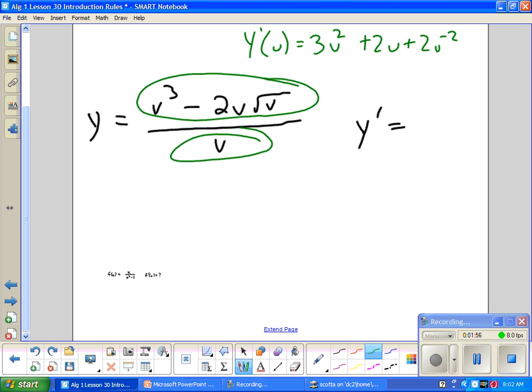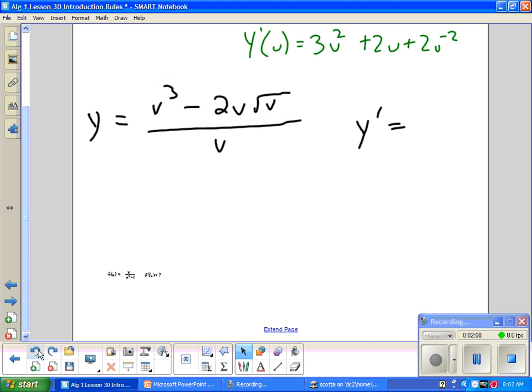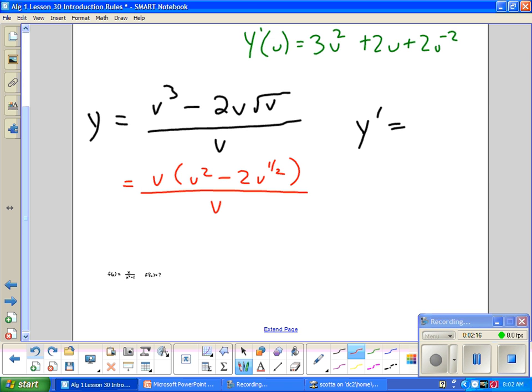Which we learned yesterday: g of v times f prime of v minus f of v times g prime of v, all over g of v squared. That's a lot of work, especially when you can factor a v out. I skipped a step here. What I want you to notice is I changed the radical, square root of v, to v to the half. Boom. They cancel.